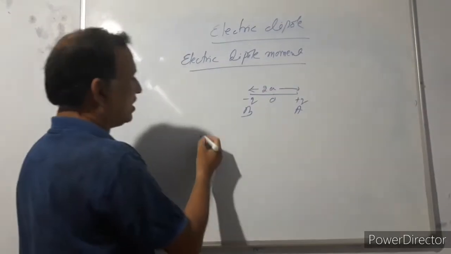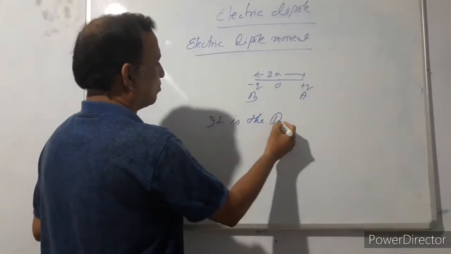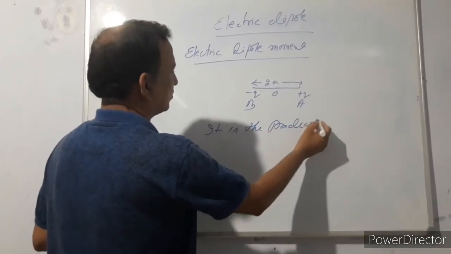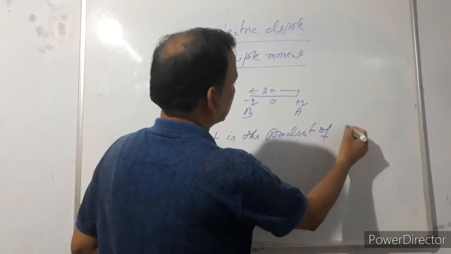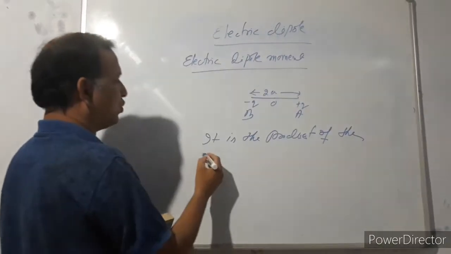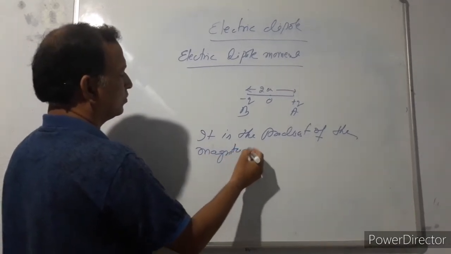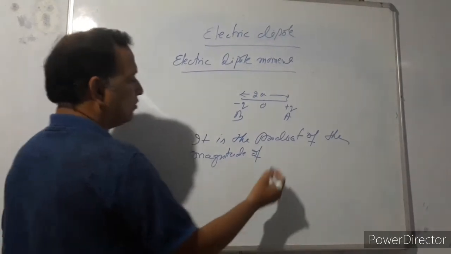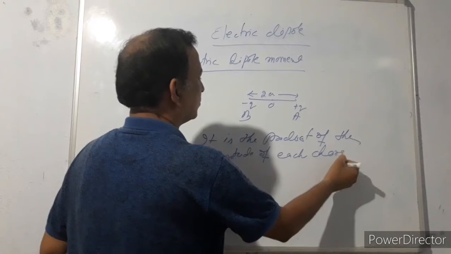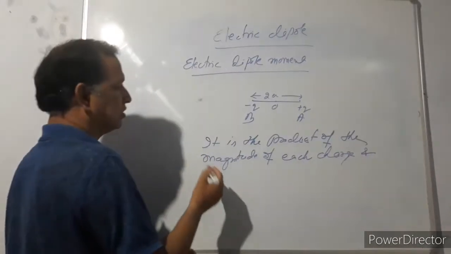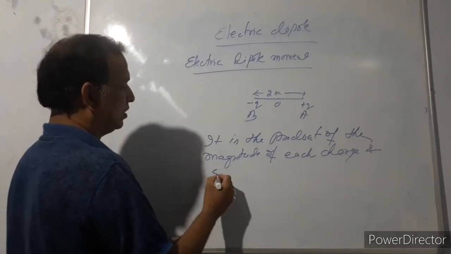So, what is the dipole moment? It is the product of the magnitude of each charge and the separation between them.